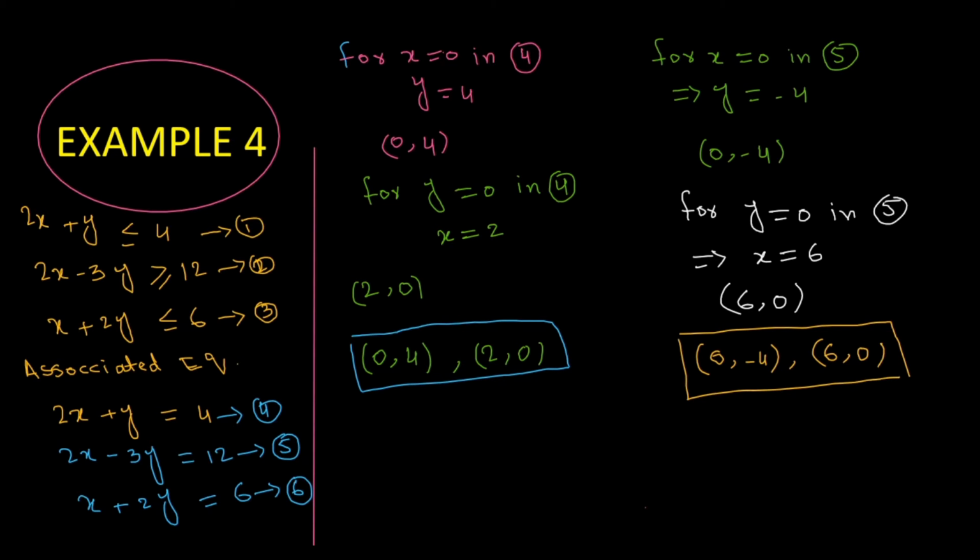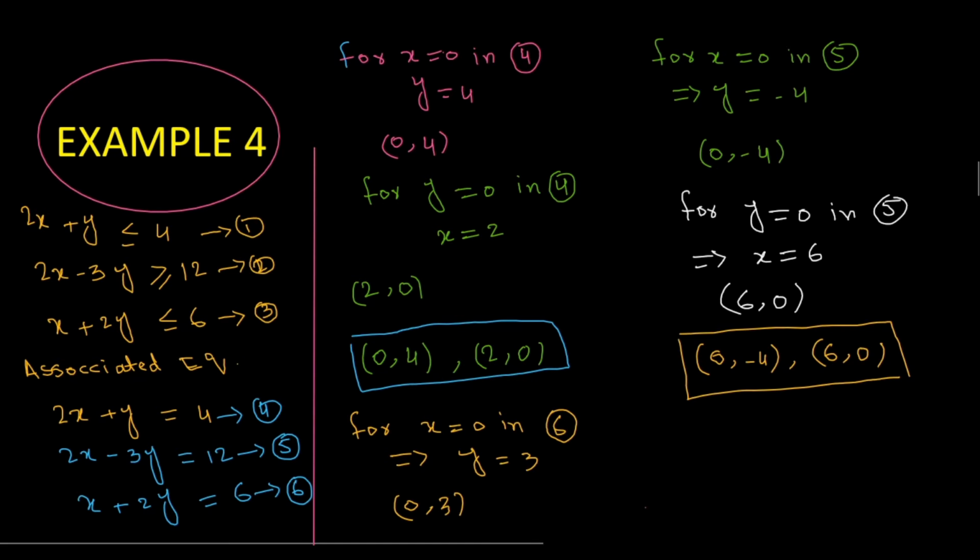Now for equation 6. We take x equal to 0 in equation 6. When we put x equal to 0, it means that 2y is equal to 6, which means y is equal to 3. So our point is (0, 3).